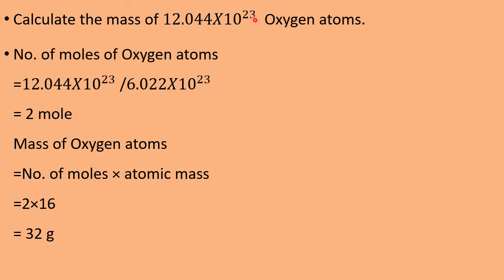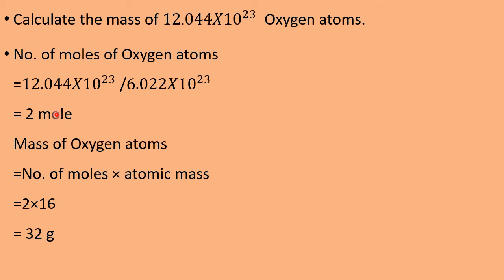Now, next problem. Calculate the mass of 12.044 into 10 to the power 23 oxygen atoms. 6.022 into 10 to the power of 23 atoms means 1 mole. Then 12.044 into 10 to the power 23 atoms means how many moles? So this by this gives you 2 mole. Now he has asked the mass of these many atoms. These many atoms of oxygen means this much mole of oxygen.